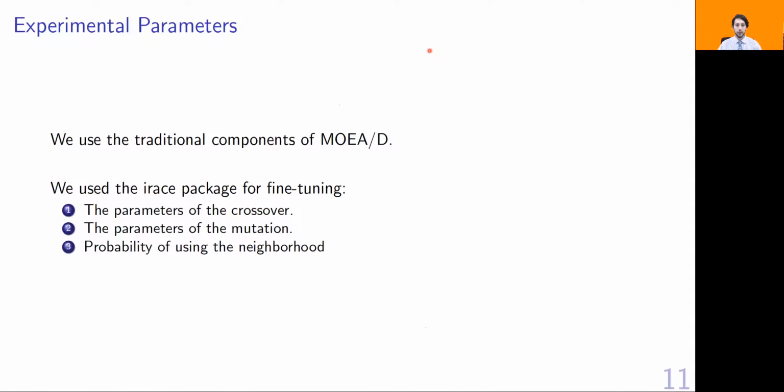Our experimental parameters are the traditional components of MOED, so we isolate the variants only to the CHTs, and we fine-tuned the parameters using the iRace package. And the parameters that we tuned were the crossover parameter, the mutation parameter, and the probability of using the neighborhood.